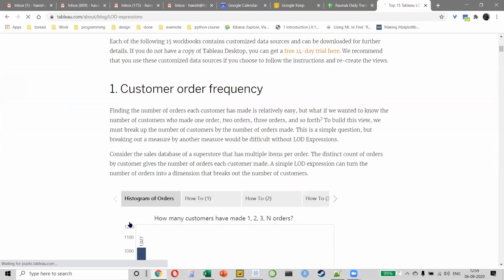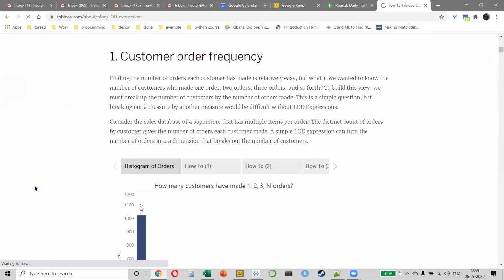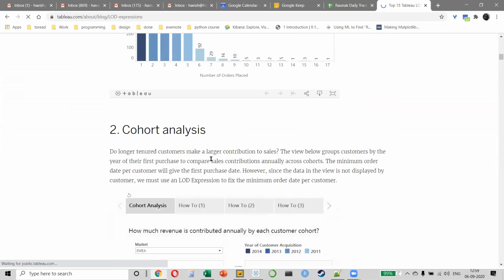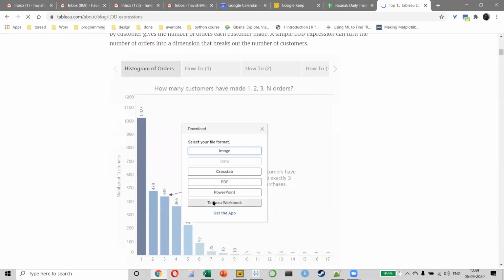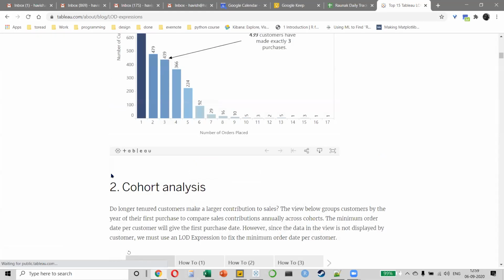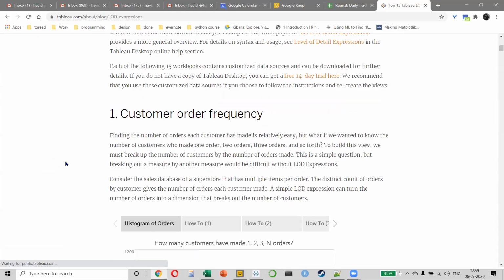And they have explained some beautiful topics. These are very difficult. So don't think you will be able to understand everything in one moment. The good part is that if you click on the download button, you can download all these examples. Do you see this? I can download the entire Tableau workbook. I can see what calculations they have used and how they have done it.